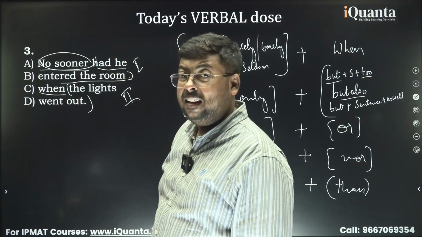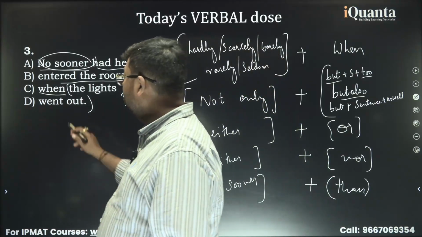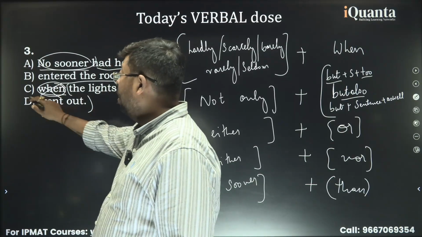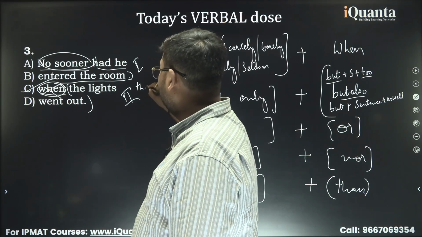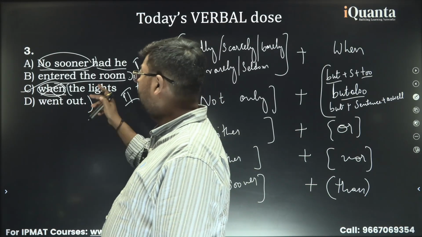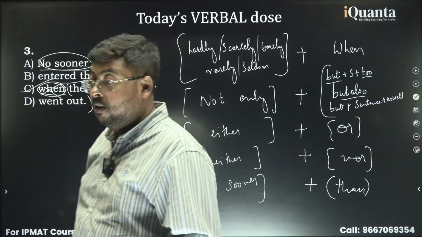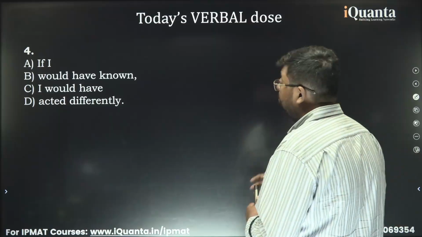So we see, "no sooner had he entered the room," this is the first part, but instead of "than" they have used "when" here. Is "when" the right thing? No, it is not. So the "when" part goes away. Part C is the part which has the error. "When" should be written as "than." So it would be written as "than the lights went out." Easy, right? Okay.